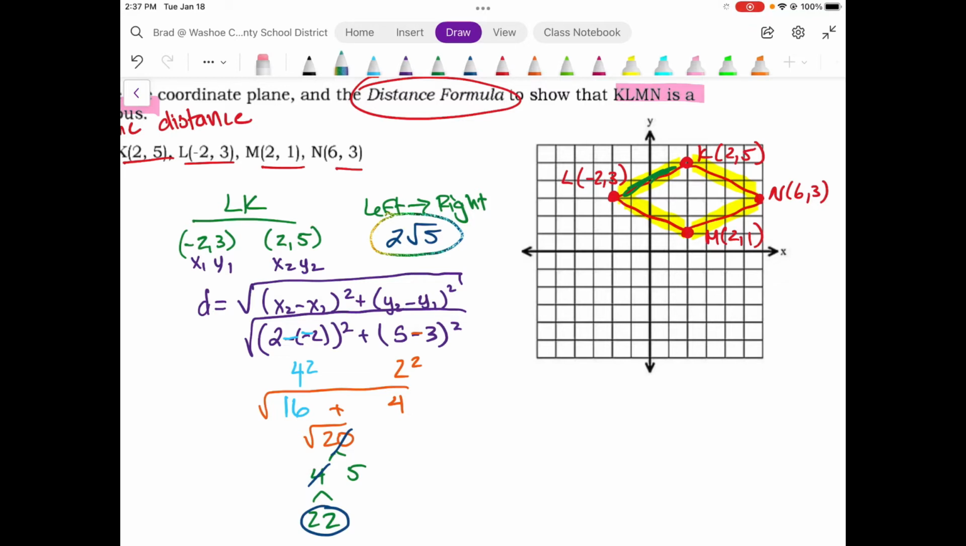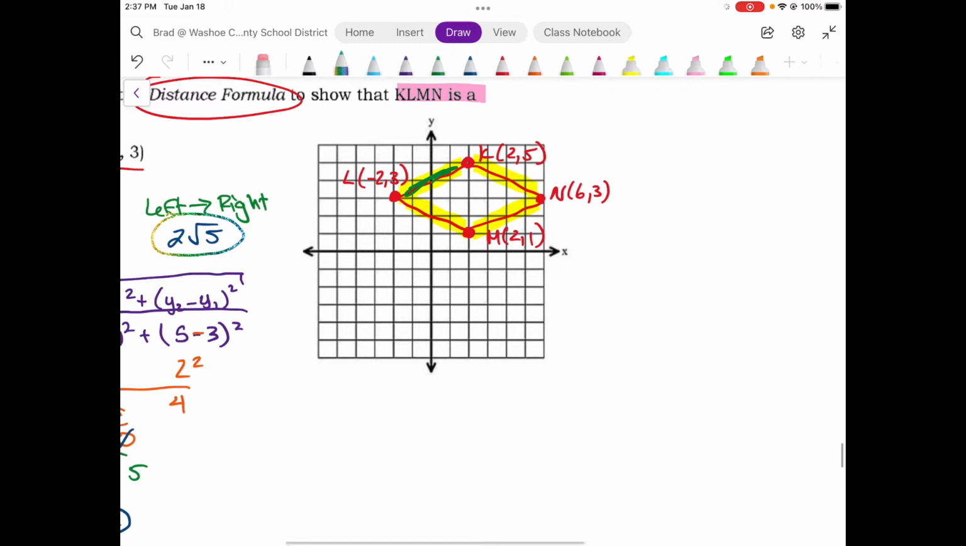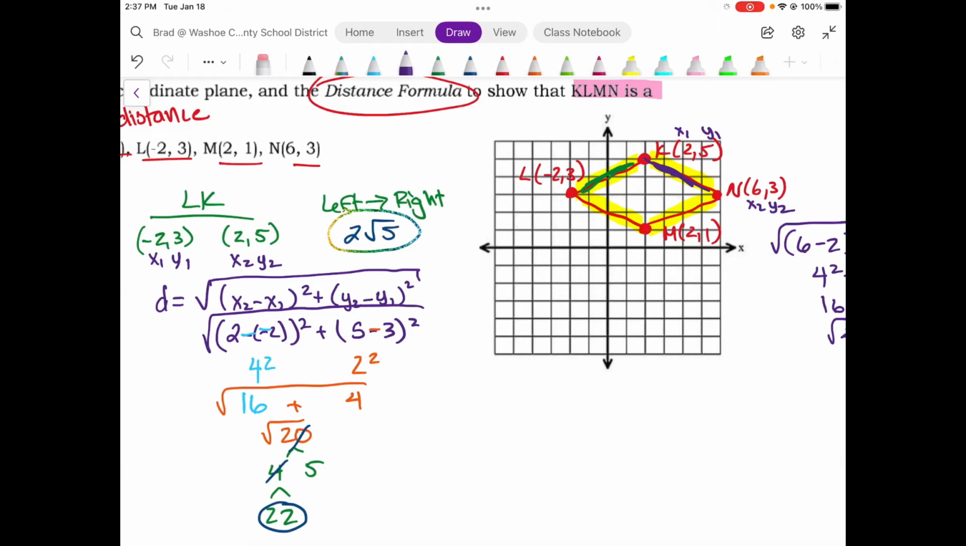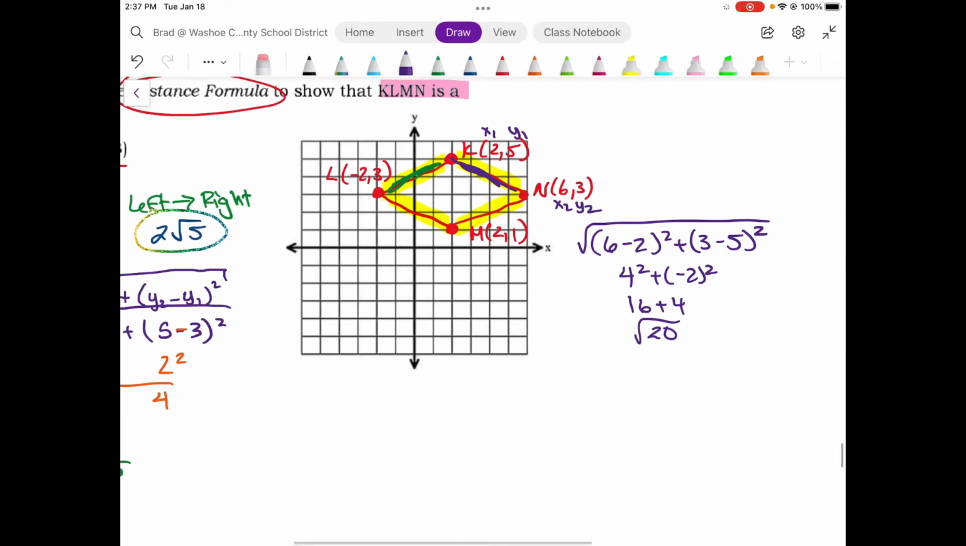Cool with that? Alrighty, so let's go and do our next one here. And that's going to be x1, y1, x2, y2. So 6 minus 2 squared plus 3 minus 5 squared. Take the square root of that. So 4 squared plus a negative 2 squared is going to be 16 plus 4, which is 20. And we already know what the square root of 20 is because we did it over here. So we know that this is also 2 root 5.